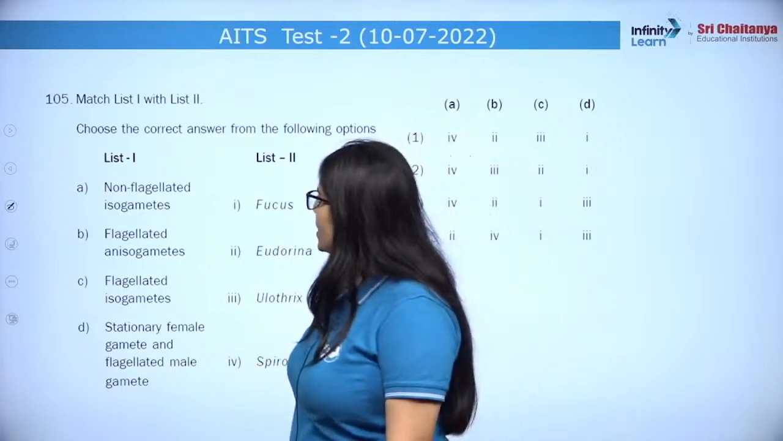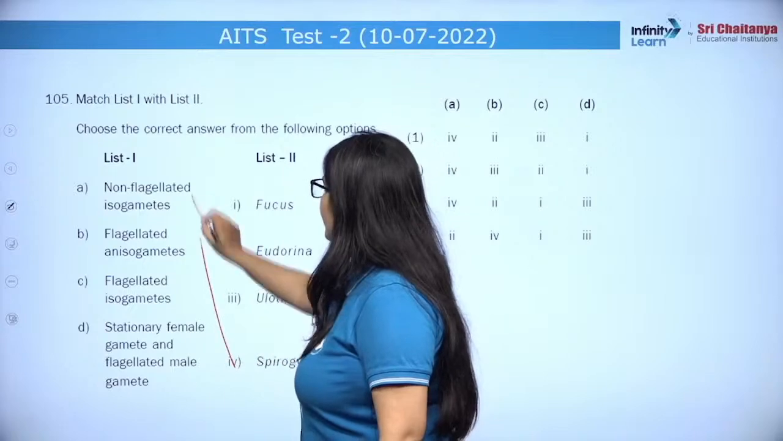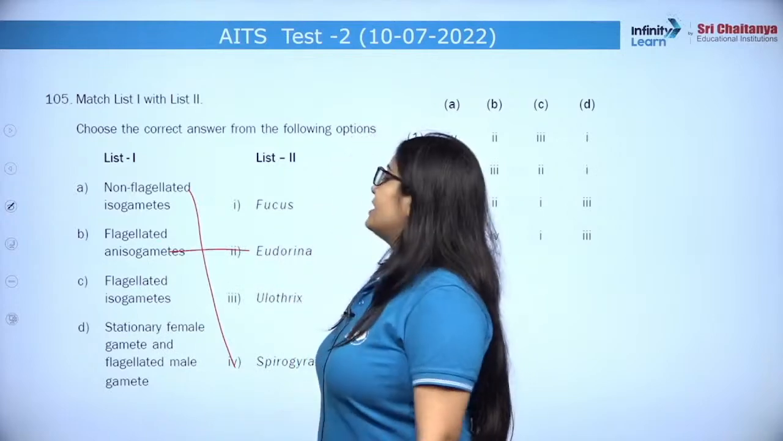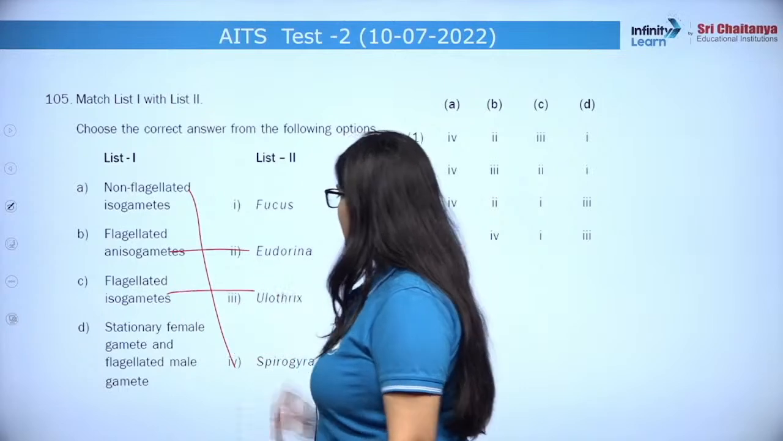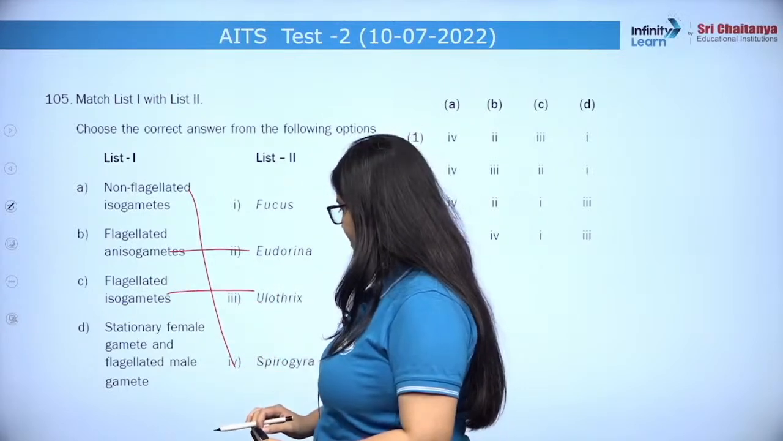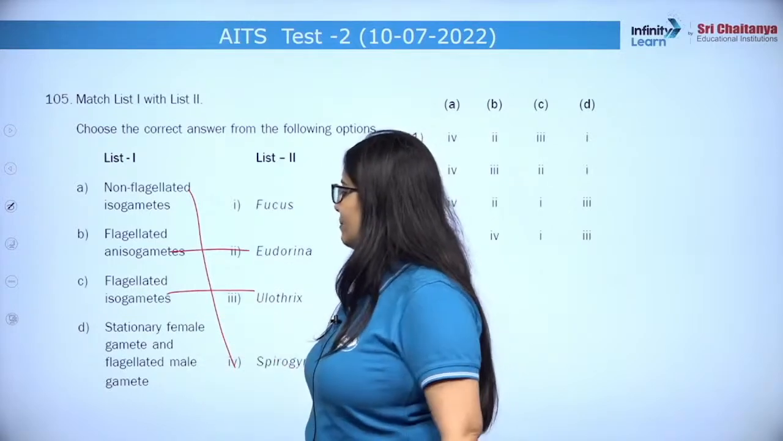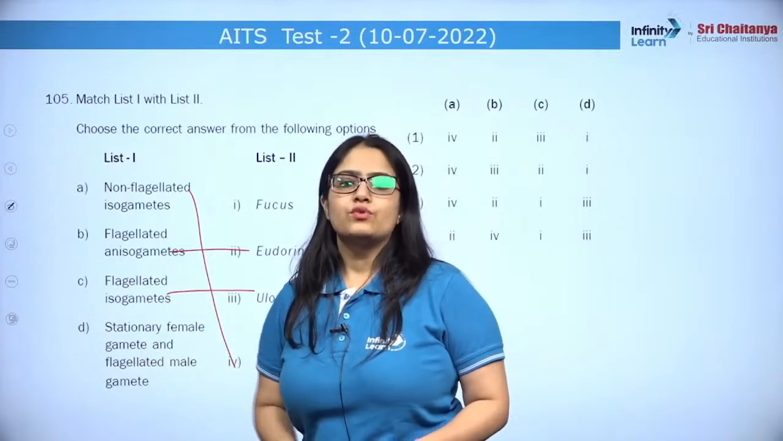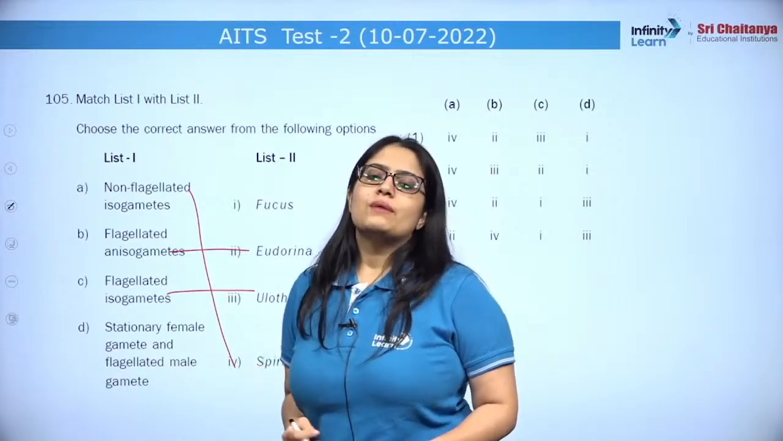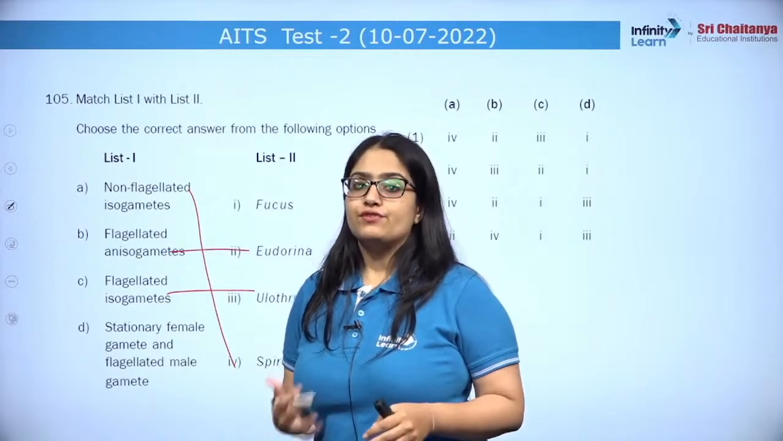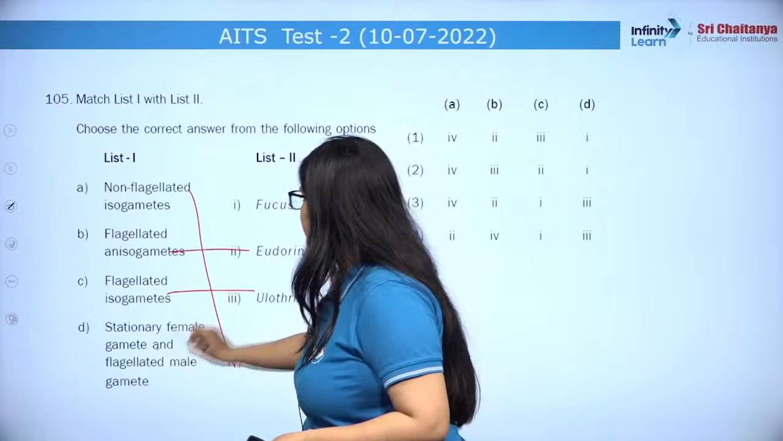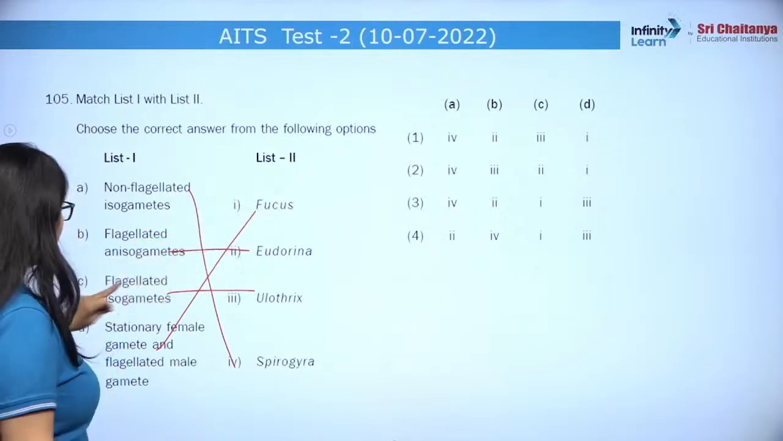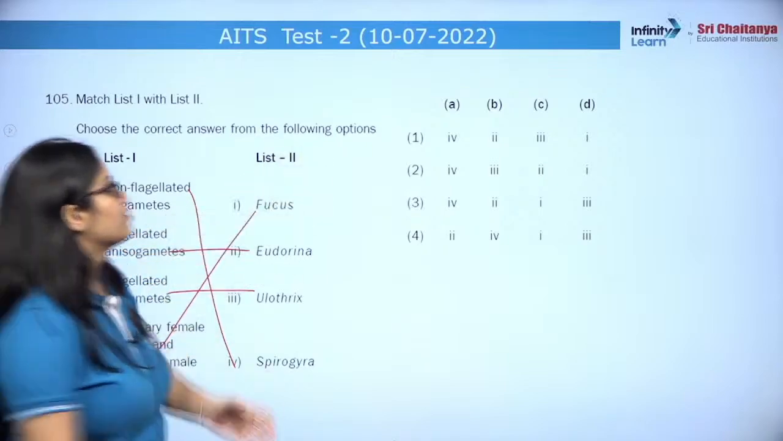So let us try to solve this now. Non-flagellated isogametes, Spirogyra. Flagellated anisogamy, remember, anisogamy in Eudorina. Flagellated isogametes, Ulothrix. Stationary female gamete means non-motile, and flagellated male gamete. So large non-motile female gamete, small motile male gamete. This is the condition of oogamous type of sexual reproduction, and this oogamous type of sexual reproduction is seen in members of algae like Fucus and Volvox, and here the option Fucus is given. So if I see here, A goes with 4, B goes with 2, C goes with 3 and D goes with 1. So your option 1 is correct.